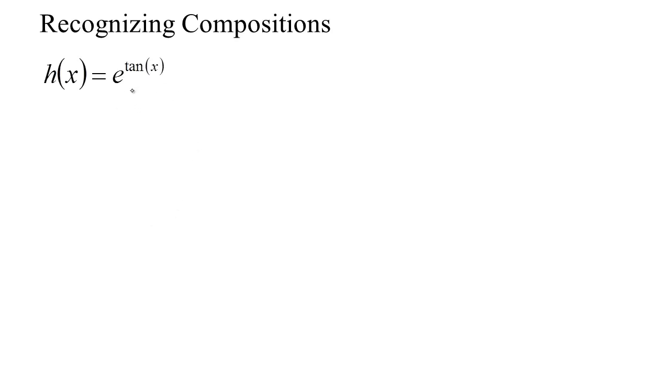All right, let's see. This one's pretty similar, isn't it? So the g of x, the inside function, would be the tangent of x, and the outside function would be e to the x in that case. All right, so our next step is going to be, once we've recognized some composition, then what we're going to do is figure out how you take the derivative of that composition.